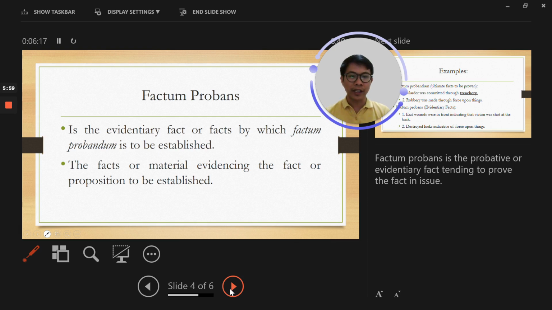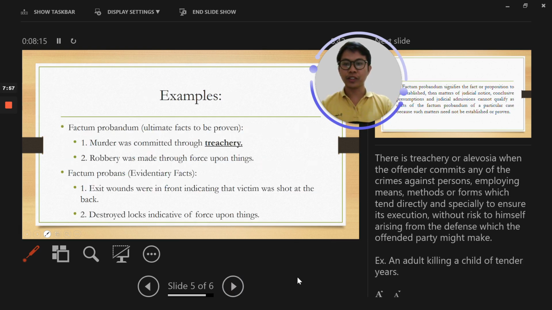Now, let's proceed with the examples. We defined a while ago that factum probandum is the ultimate fact to be proven. Let's give a particular case. In a case for murder, the factum probandum would be that the murder was committed through treachery. So here, the ultimate fact to be proven is that the murder was committed through treachery. So that is the factum probandum.